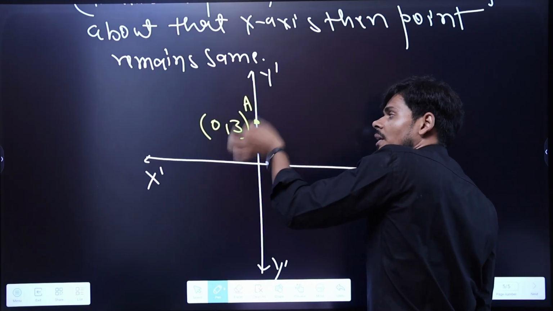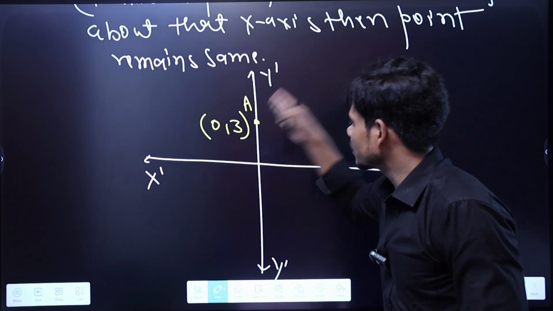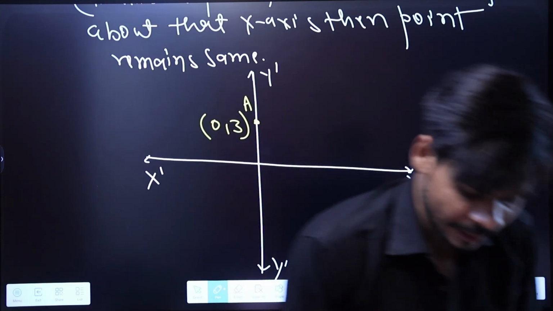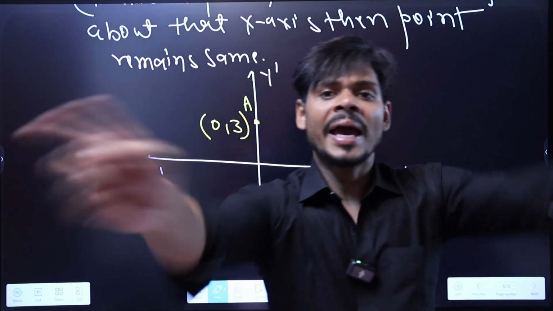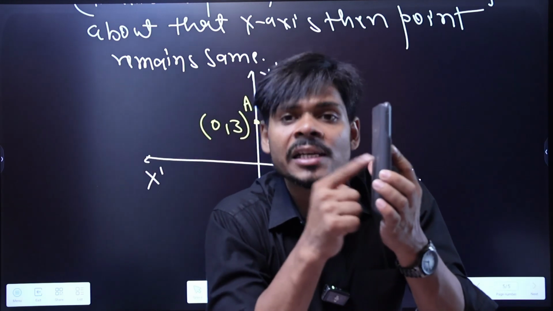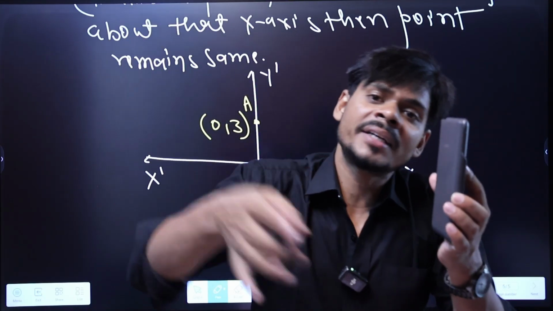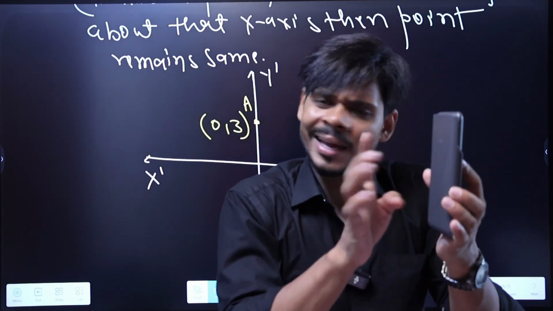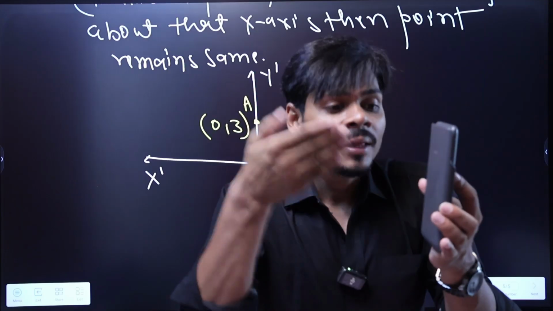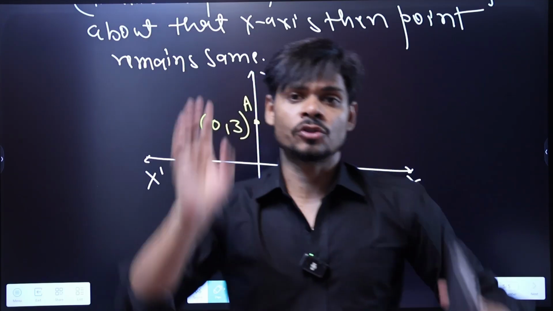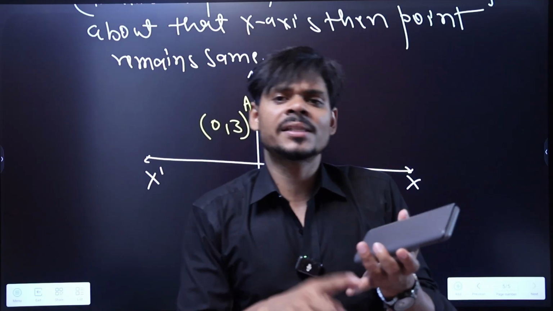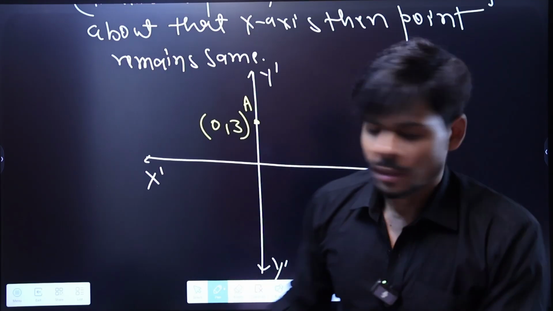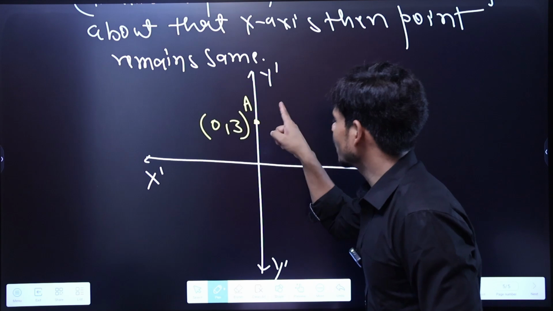Because it is lying on the y-axis and I am going to take the reflection about the y-axis, its reflection will remain the same. Let's say this is your mirror, and a point is lying exactly on the mirror, and you want to find its image. You will find that the point itself is the image. Initially the distance of the object from the mirror was 0, so the distance of the image will also be 0. So this point is called the invariant point.